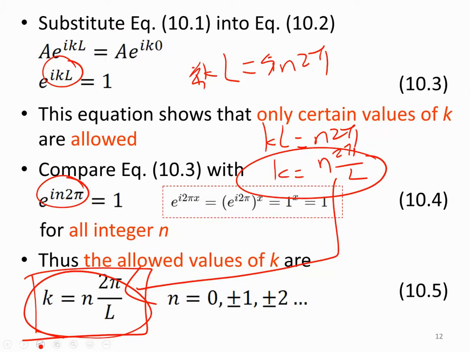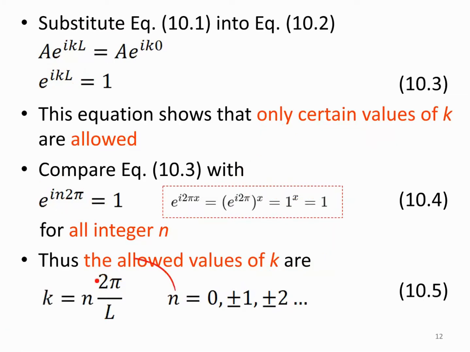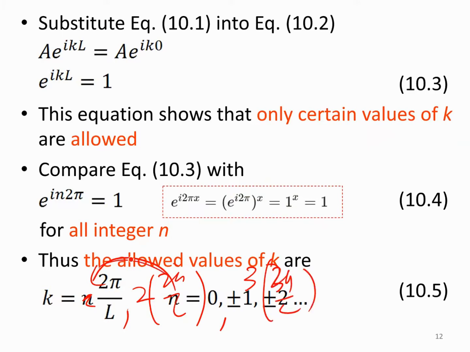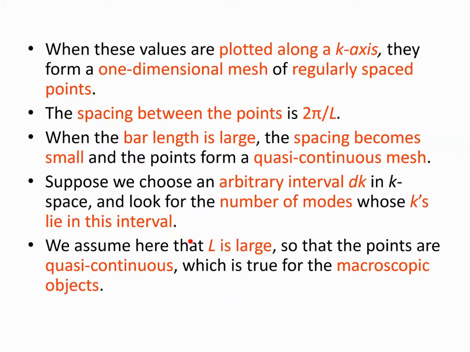Why? Because when you substitute n as 1, 2, 3, the first one will be 2π over L, the second one is 2 times 2π over L, the third one will be 3 times 2π over L. So the difference is 2π over L. So the spacing between these points is 2π over L. If the bar length is large, then the spacing becomes small and the points form a quasi-continuous mass.